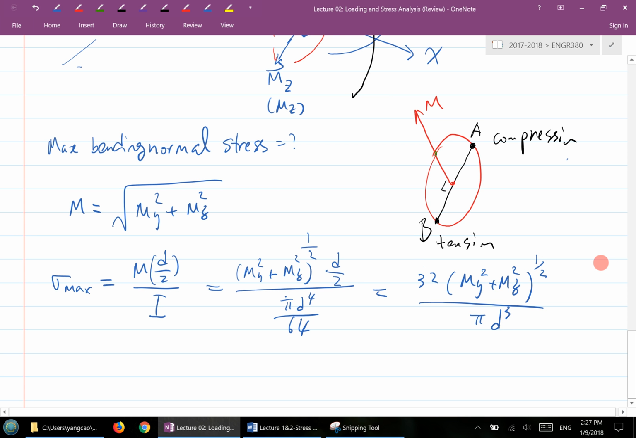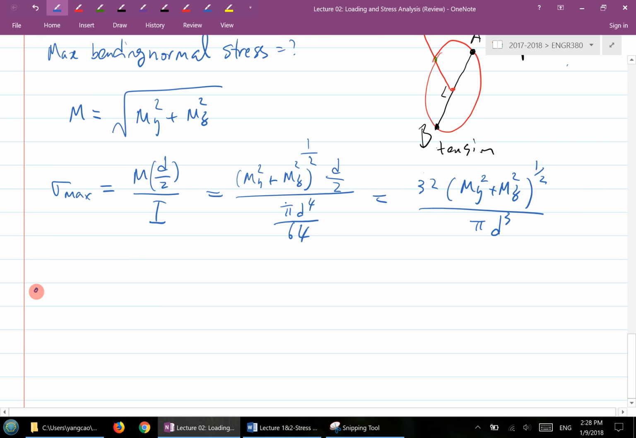Any questions so far? Okay, so I think we're done with the bending normal stress now. So let's look at shear stress.